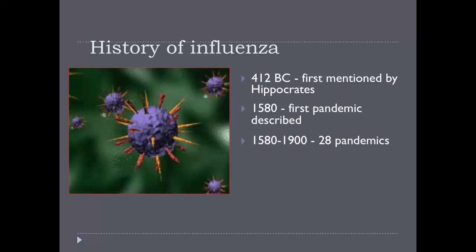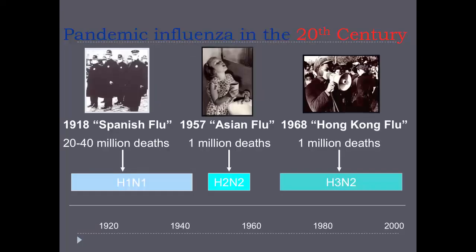So the history: influenza in general was first mentioned by Hippocrates in 412 BC. It was first described as a pandemic in 1580. And between 1580 and 1900, there were 28 pandemics. So historically, it's relatively common. You get a pandemic every 30 years about. You get a major one every 100 years. So the pandemics of the 20th century.